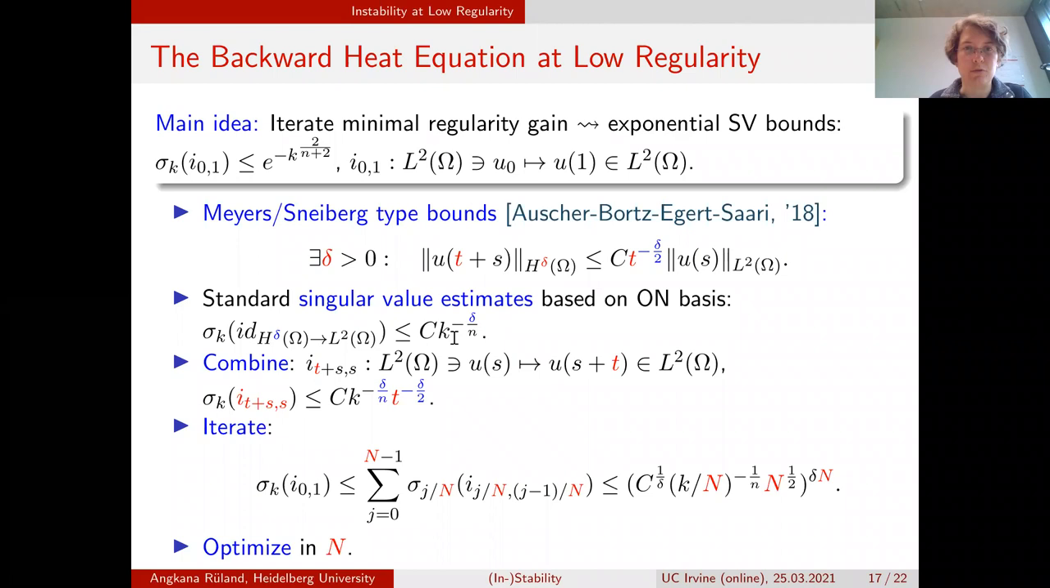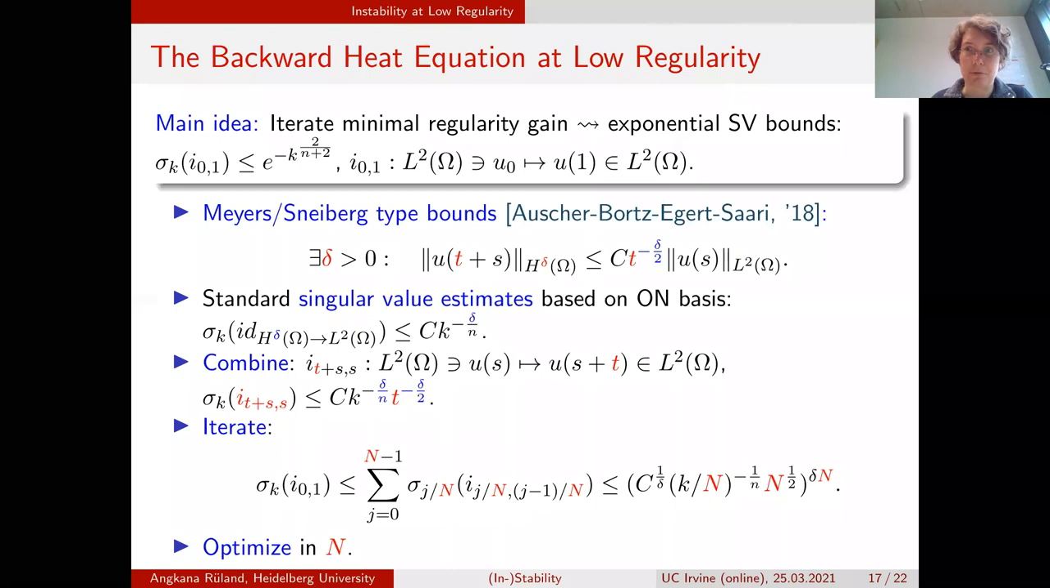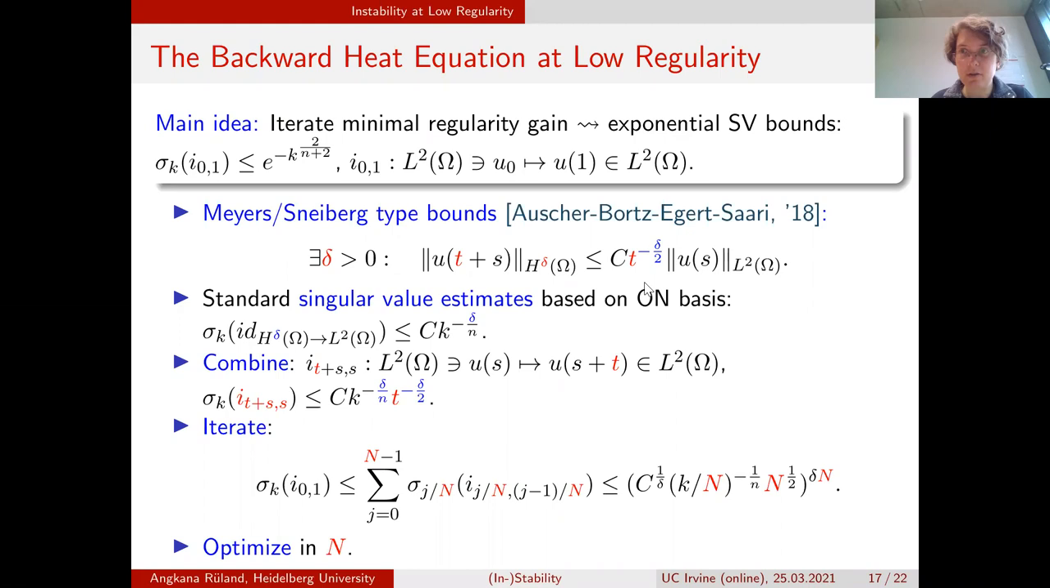Okay, so this means if we're looking at a time step s to s plus t, then the singular values of this single time step behave like this gain, which we get from the compactification of H delta to L2. And the loss we get in terms of scaling of the two norms. So we have something good, which will give smallness, and something bad, which will give largeness. So one should think of t as being small.